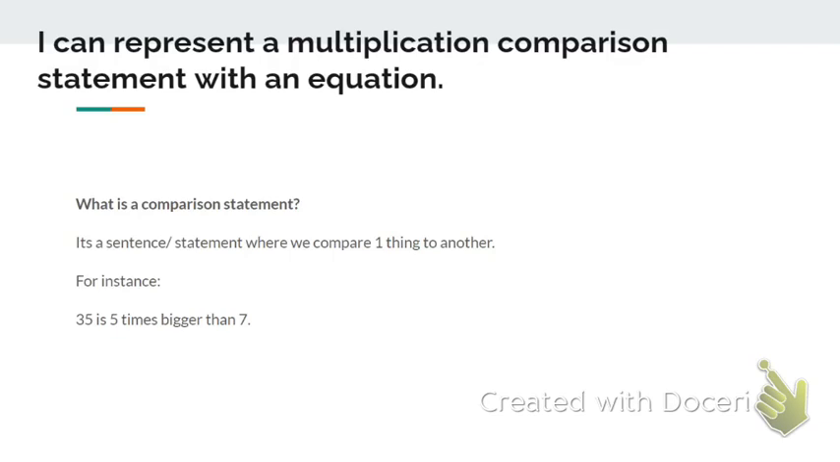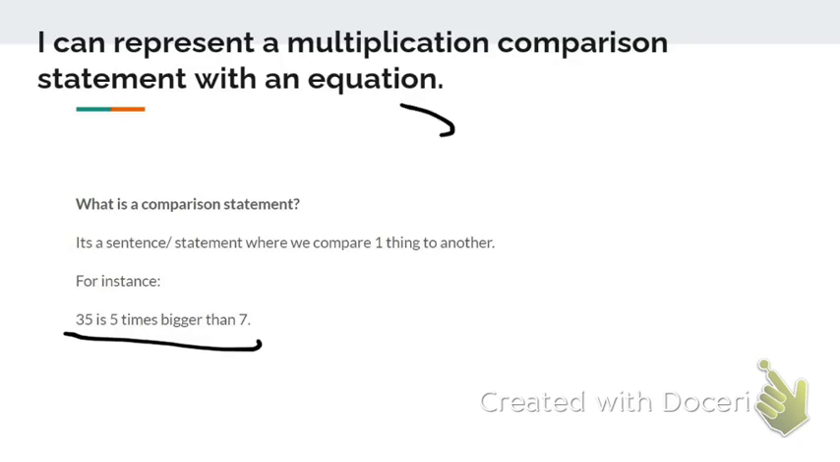What is a comparison statement? It's a sentence or statement where we compare one thing to another. You can do that with people, you can compare food to one another, and when you do it, it's a comparison statement. But for math, we're going to focus on comparing numbers. So for instance, 35 is 5 times bigger than 7. That's my comparison statement. Now, for my learning target, I have to turn it into an equation. Okay, so how do I turn it into an equation?